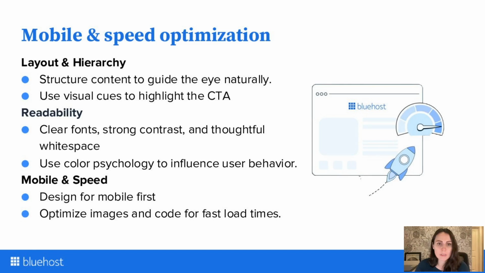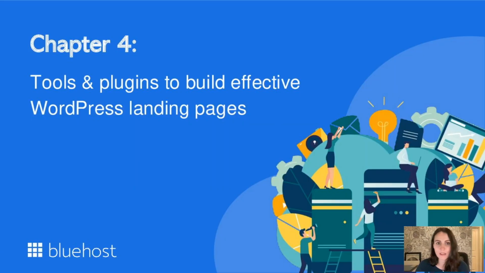For your mobile and speed optimization, you want to make sure that your layout and hierarchy make a lot of sense, guiding the visitor's eye. You need to make it easy for them to focus on what matters most: your headline, your benefits, and your call to action. Your readability is super important, using those clean fonts. And then lastly, prioritize mobile and performance. So those are the key elements of this chapter that I want to make sure are highlighted.